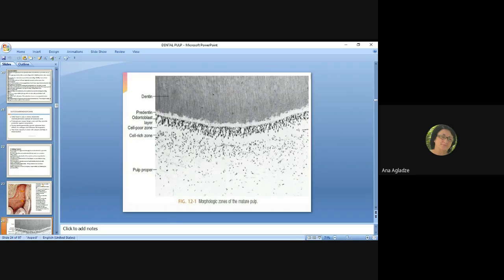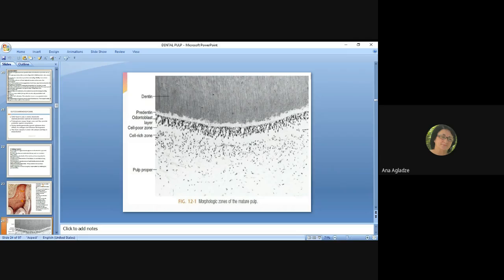And there are a large number of nerve endings and cytoplasmic processes of other cells. And the nerves pass through the entire pulp, but there is a preferred distribution of nerves in the pulp depending on the type of nerve fibers. Beneath this cell-free zone, there is a cell-rich zone. This is also called Weil's cell-free zone.